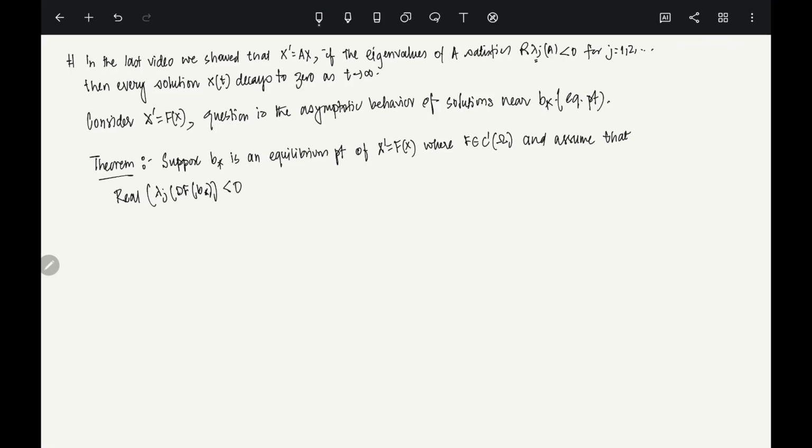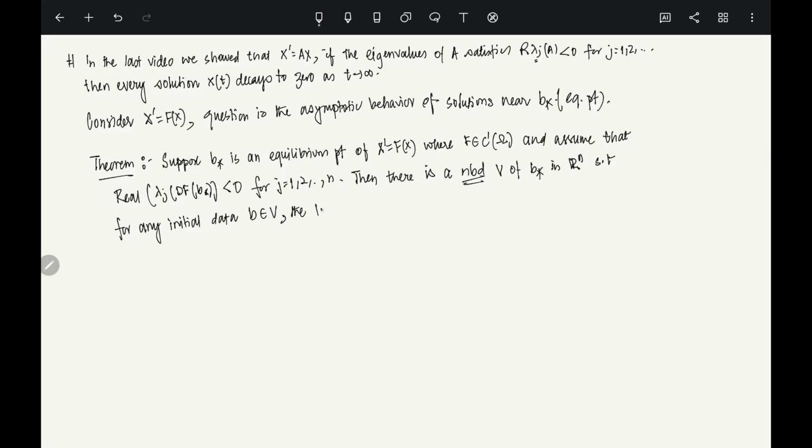If they are negative, for j equals 1 to n, then what you can say is this. There is a neighborhood V of B star in Rn, of course in Rn, such that for any initial data B in V. Is it okay?